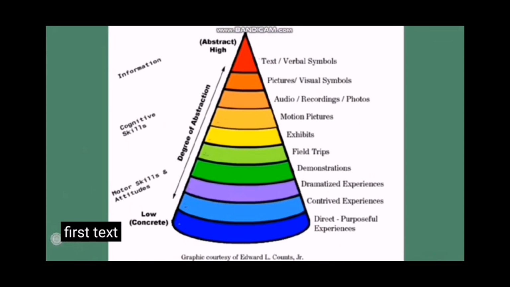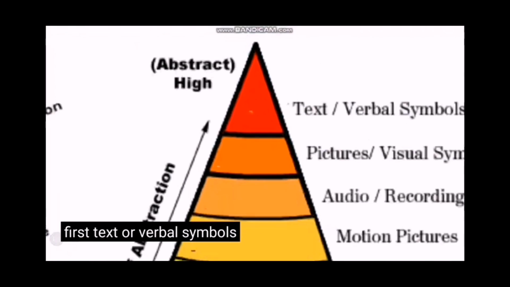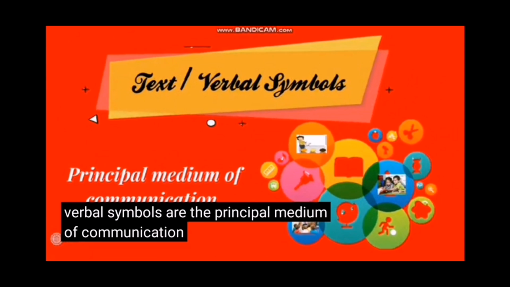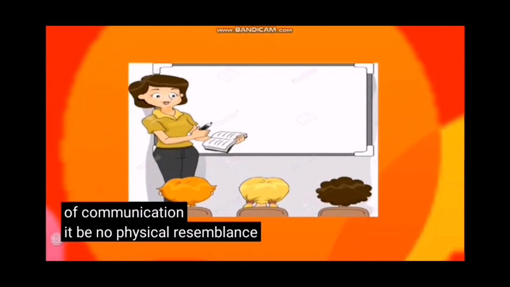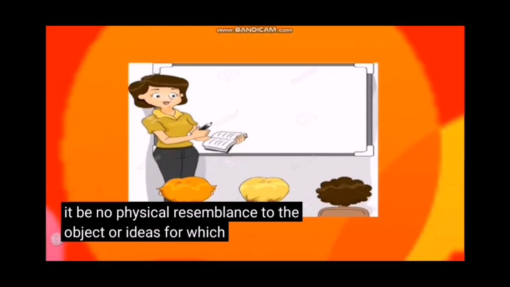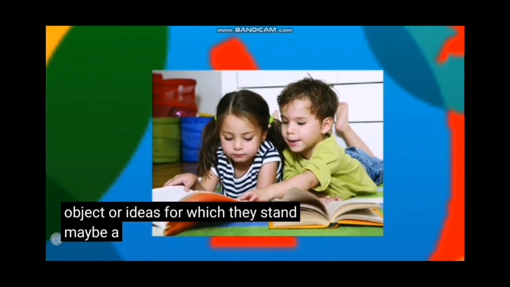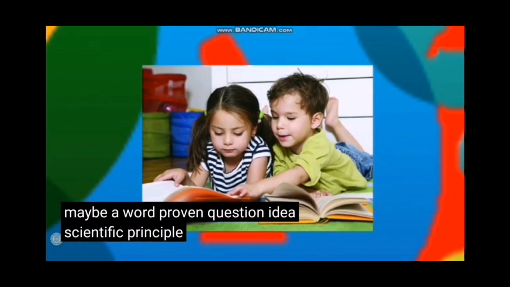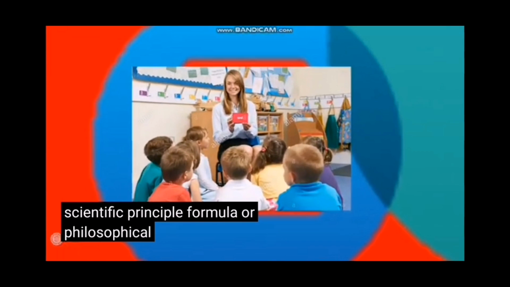First, text or verbal symbols. Verbal symbols are the principal medium of communication. They bear no physical resemblance to the objects or ideas for which they stand. It may be a word for a question, idea, scientific principle, formula, or philosophic aphorism. Its disadvantage is that it is highly abstract.